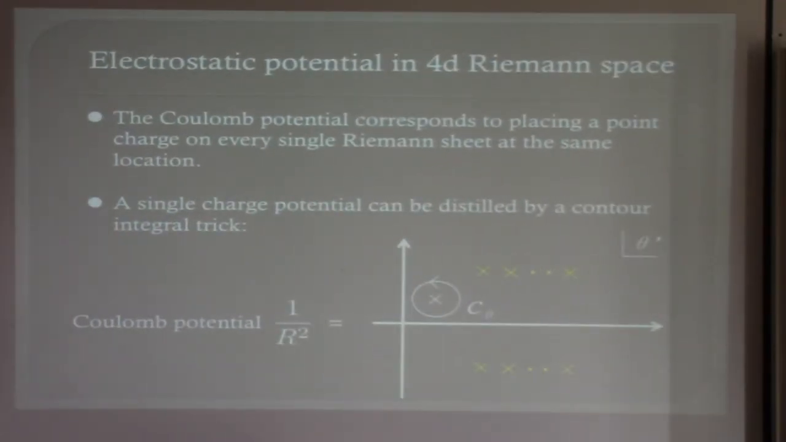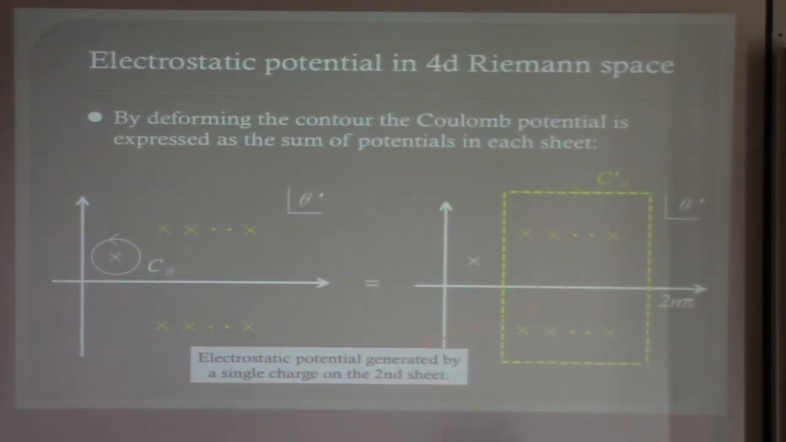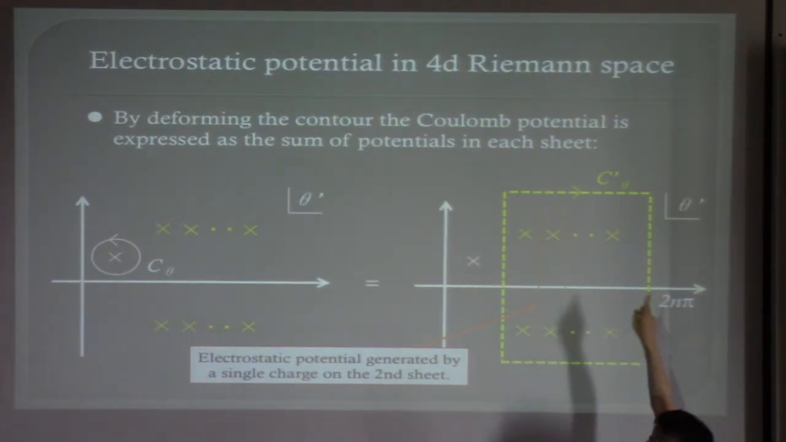And then the way you get the electric potential is kind of nice. So you start from Coulomb potential, which is 1 over R squared. So this corresponds to locating charges at the same location in every single Riemann sheet. And then you can use a trick. So you express this as a contour integral, and then you deform the contour. If you take this contour, you get this 1 over R squared, but in the integral, you find other poles. So I start from here, that's the Coulomb potential, and I deform it, so then I can encircle these poles.